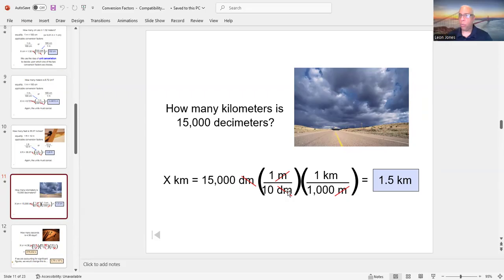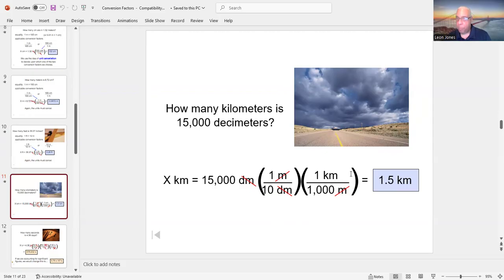But sometimes I have to go through meters to get to kilometers. So I'm starting off with decimeters, but I want to get to kilometers. I've already canceled decimeters. Now I'm in meters, but I want to get to kilometers. So I'm going to cancel again because I know 1 kilometer is 1,000 meters. The meters cancel and we get 1.5 kilometers. And what happened? We canceled twice.